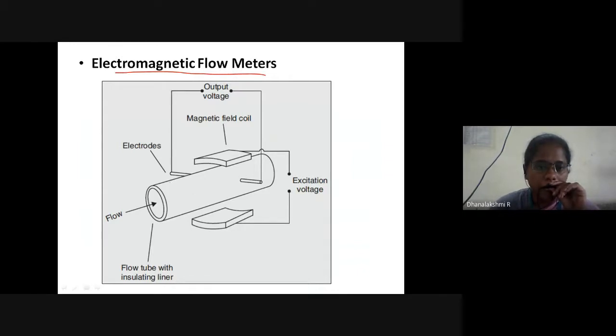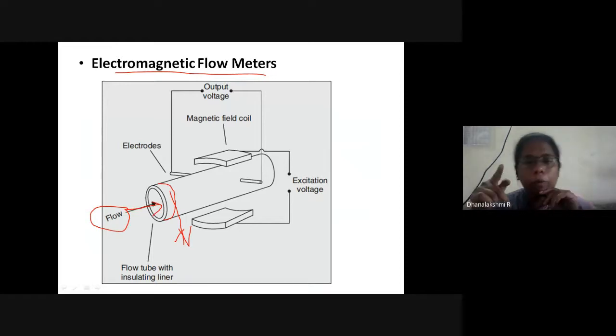There will again be a pipeline, but the outer part, the pipeline, should be a non-conducting medium, and whatever liquid is flowing inside this pipeline should be a conducting one. This is essential. For electromagnetic flow meters, we should have a non-conducting pipeline with a conducting liquid inside it. Only for conducting liquids can you use this type of electromagnetic flow meter. You cannot use it for non-conducting liquids.